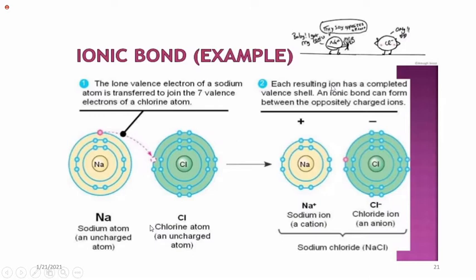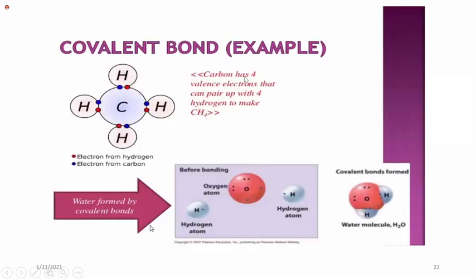The covalent bond. Now here we have to understand the role of carbon. Carbon has 4 valency electrons that can pair up with 4 hydrogen to make methane. So carbon can combine with 4 different molecules. This is the important property of carbon.